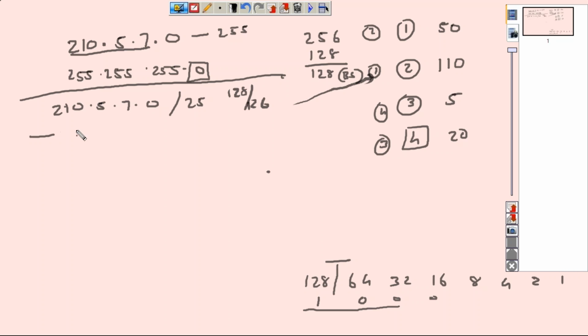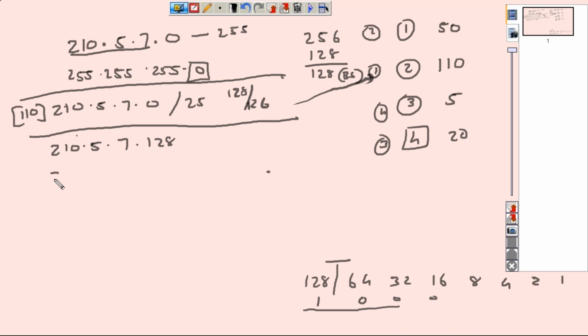Okay, so now what is left? We took care of the 110 network. What is left from the original block? 210.5.7.128. Because we used right up to 127, right? Yes. So here we go with the next one.